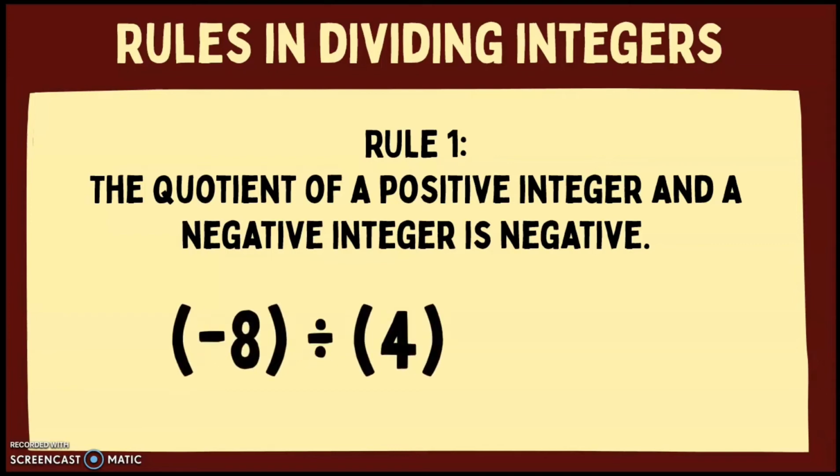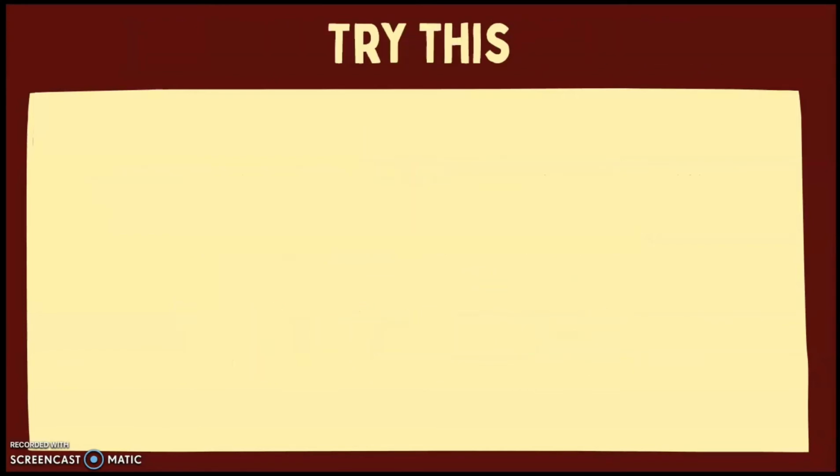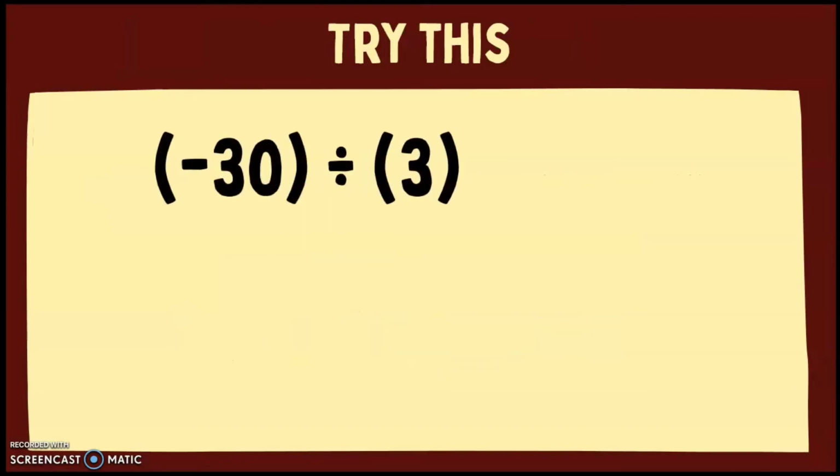For example, negative 8 divided by 4. So 8 divided by 4 is 2. But since you are dividing numbers with different signs, so the answer is a negative number. So the final answer is negative 2. Let's try more examples. Negative 30 divided by 3. So 30 divided by 3 is 10. But since you are dividing numbers with different signs, so the answer is negative 10.